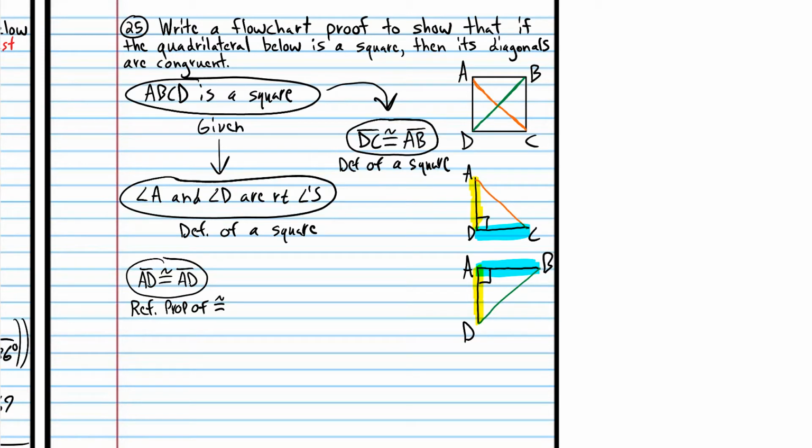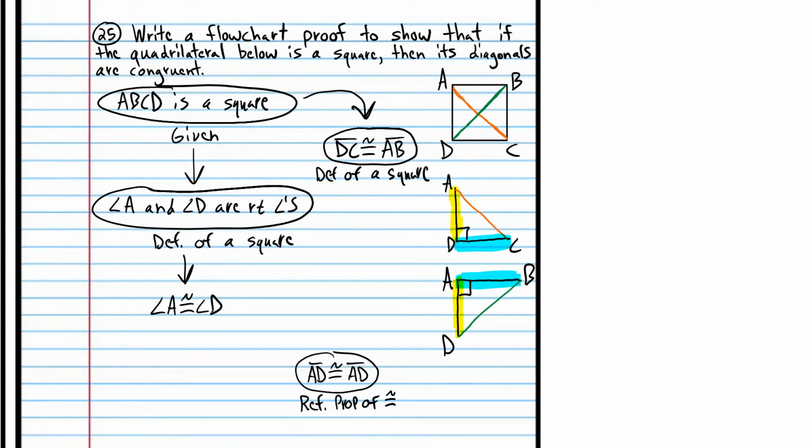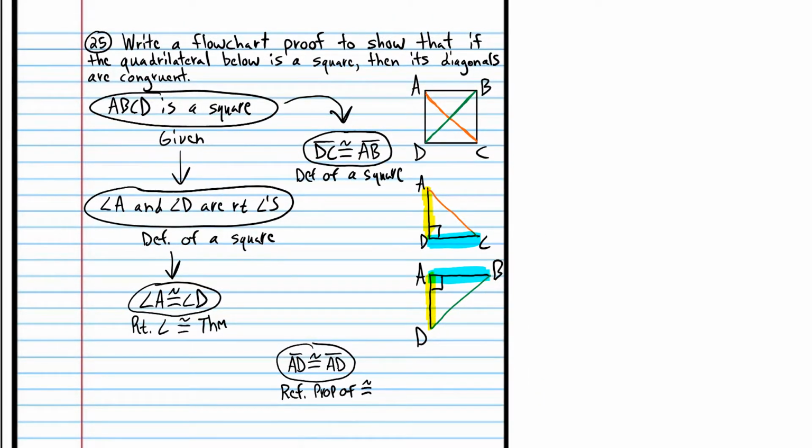So we also need to say that because angle A and angle D are both right angles, angle A is congruent to angle D. Now you can say that their measures are both 90 degrees and use the transitive property of equality, but it's easier just to use the right angle congruence theorem. You need to know the right angle congruence theorem, the congruent supplements theorem, and the congruent complements theorem. If two angles are both right angles, then they're congruent. So that's one of the simplest theorems out there, but you do need to use that. You can't just say that they're congruent without using the right angle congruence theorem.